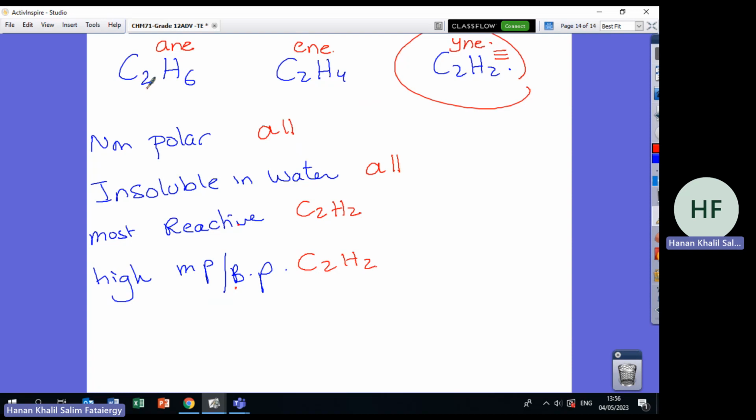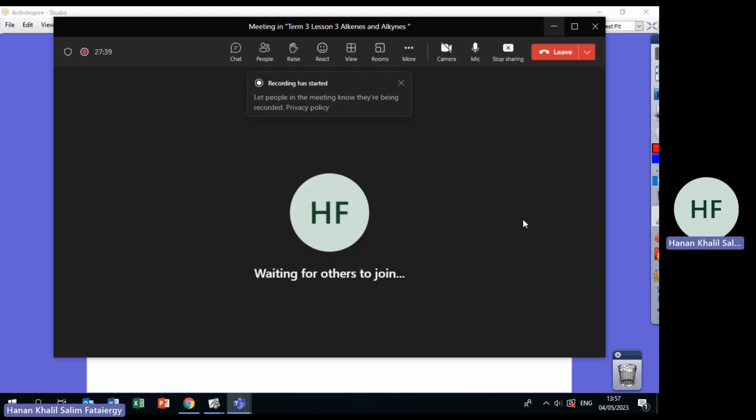Okay, please memorize the uses. These are paints and wax. These are ropes and bags. And these are for welding. Okay, we are done with lesson 3. Hopefully it was beneficial for you. See you again in lesson 4.